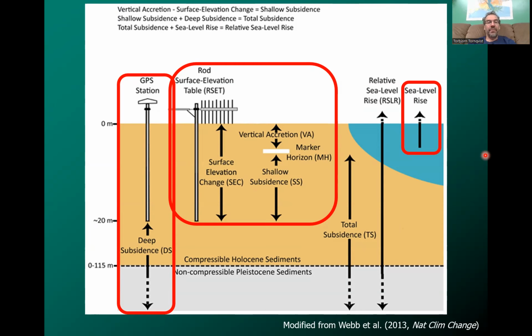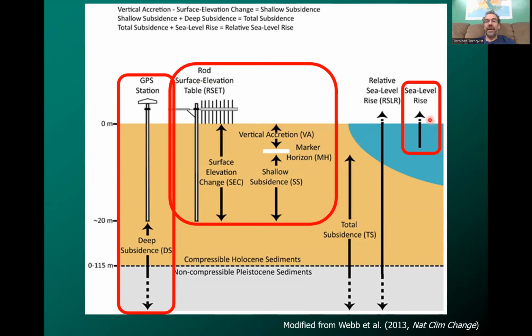In this case, we are using the combination of GPS and SETs to calculate the total amount of subsidence, so basically the sum between the shallow and the deep component. And that then gives you the total subsidence rate at the land surface.